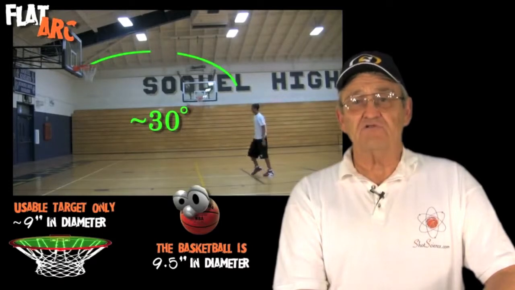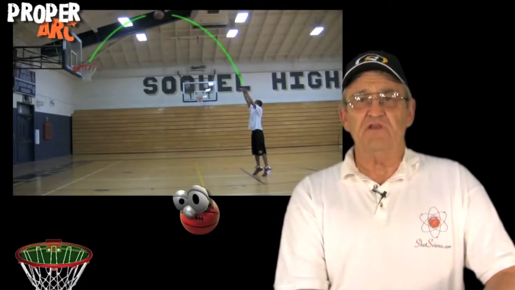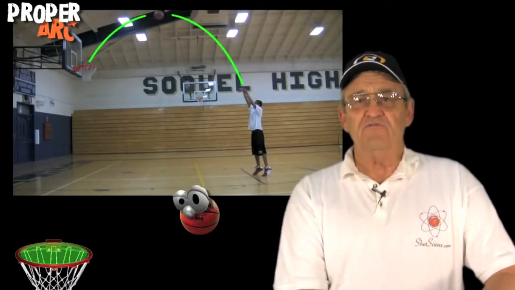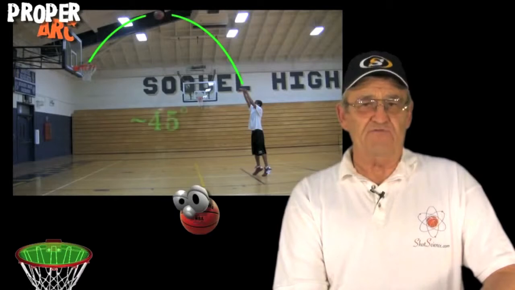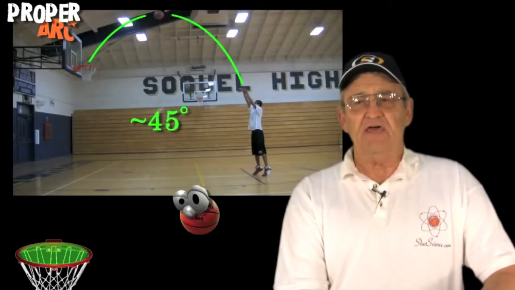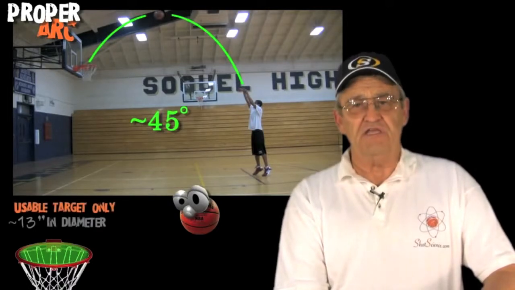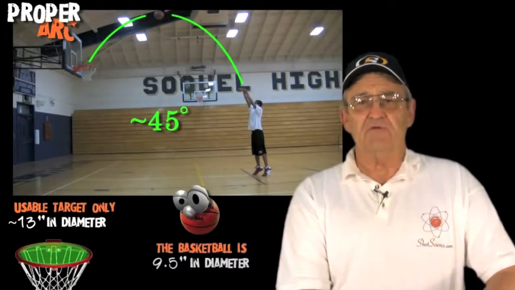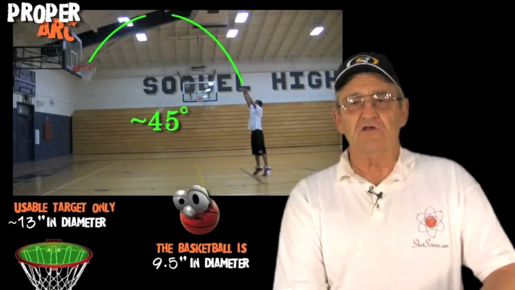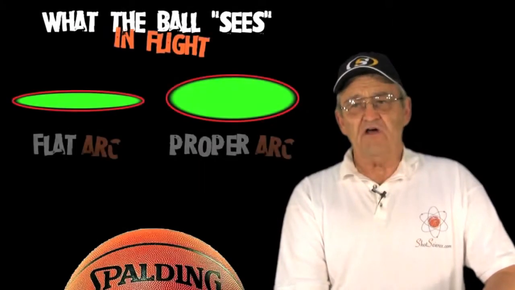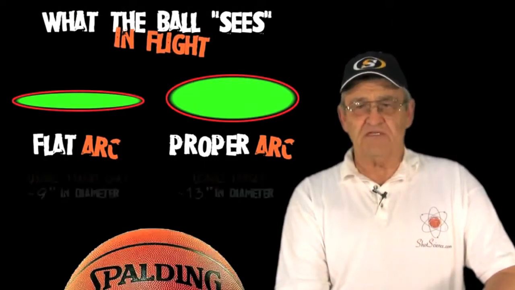As the basketball trajectory begins to elevate, and we get up to that point where the ball is maybe 3 or 4 feet above the level of the basket, we find that this gets more like a 45-degree angle of attack, and that basket now has a usable target area of about 13 inches. And so it's quite a bit larger. The flatter the arc, the more oval shaped that the basket becomes.